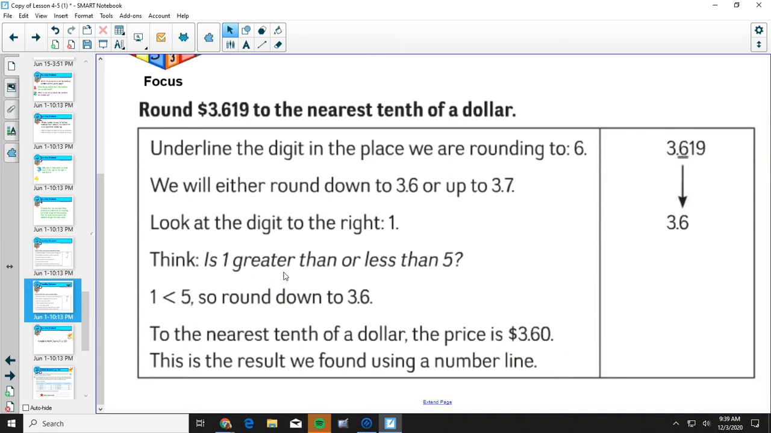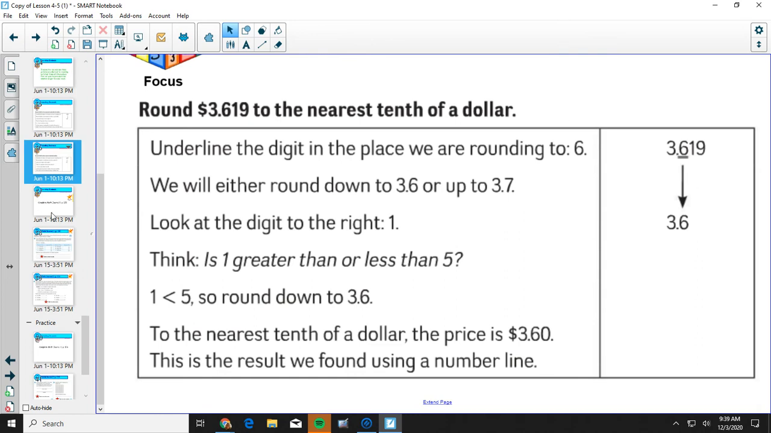Think, is 1 greater than or less than 5? 1 is less than 5, so we're going to keep the 6, so the number rounds down to 3.6. To the nearest tenth of a dollar, the price is $3.60. This is the result we also found using that number line.